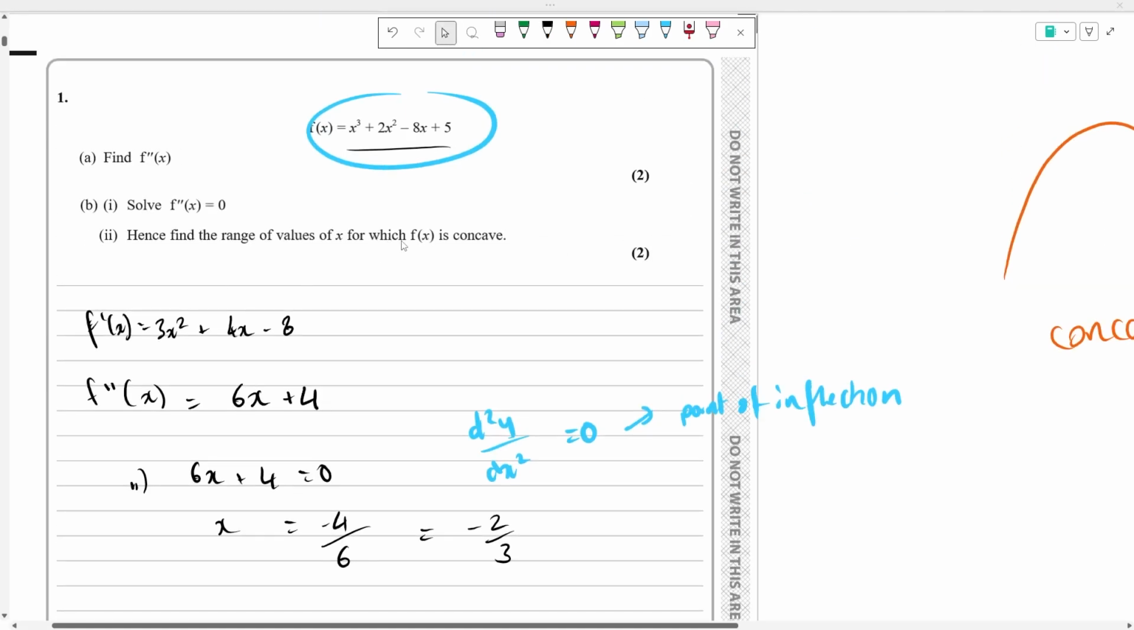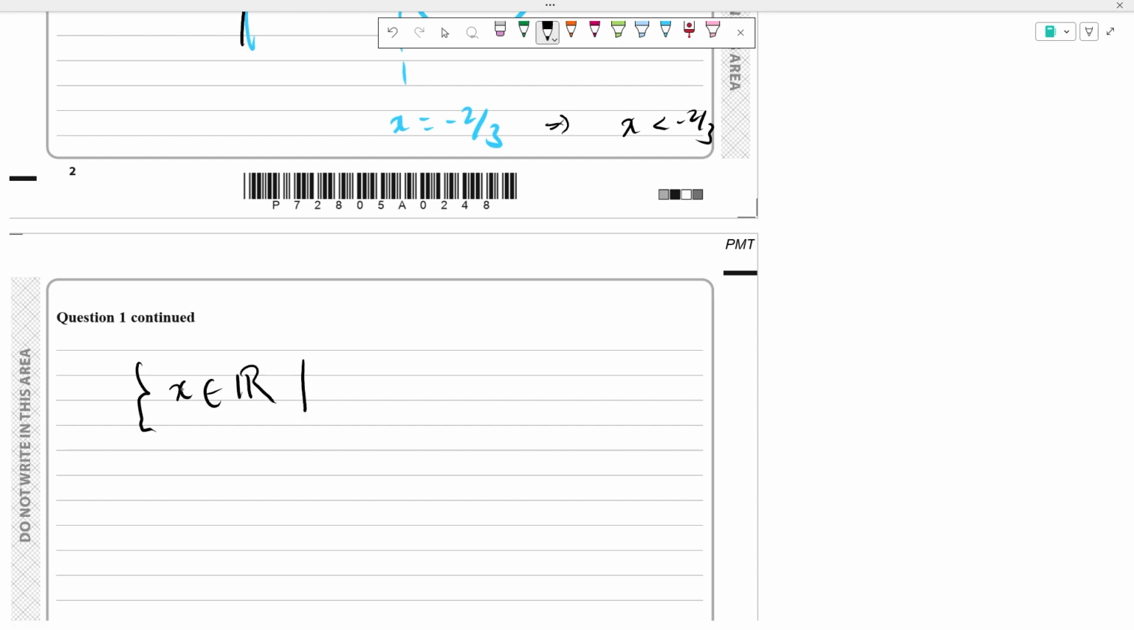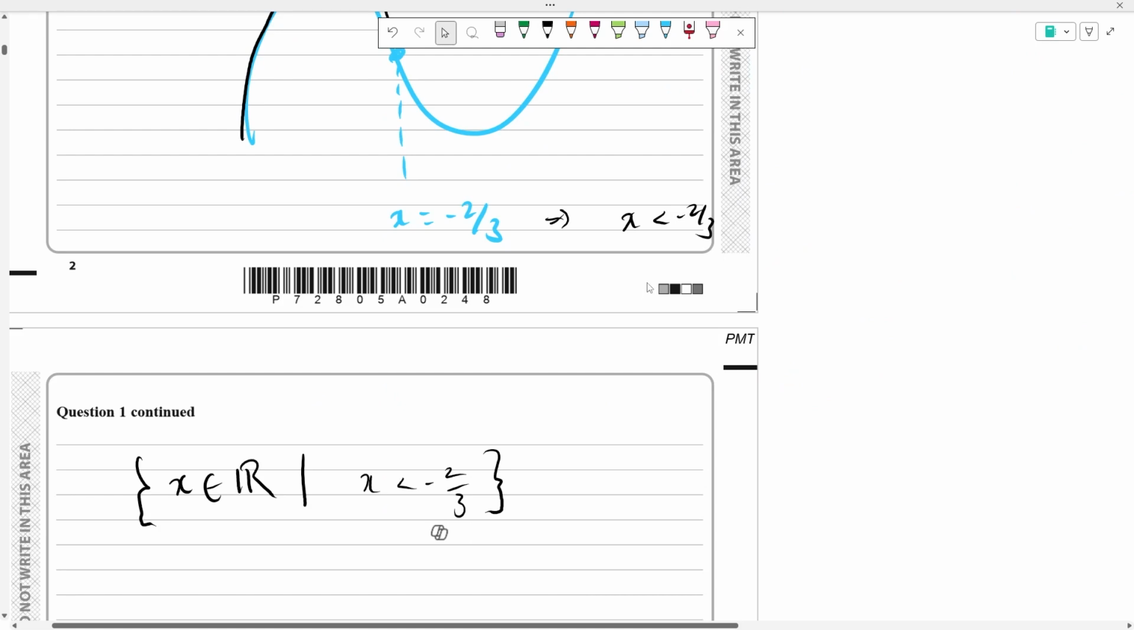Now it doesn't really ask us about set notation or anything, but I'll show you how to quickly do this. It's very, very simple, to be honest. You're just going to do x is real, make sure you have your little curly brackets, a line like that, and you can say x is less than minus 2/3. Easy marks for set notation, but it doesn't really ask us, so it doesn't really matter. You can just put this and you'll be completely fine.